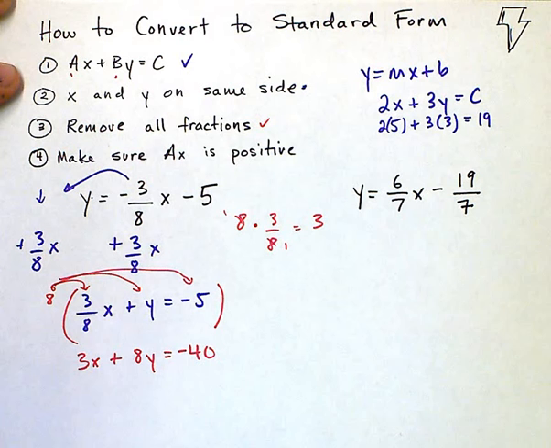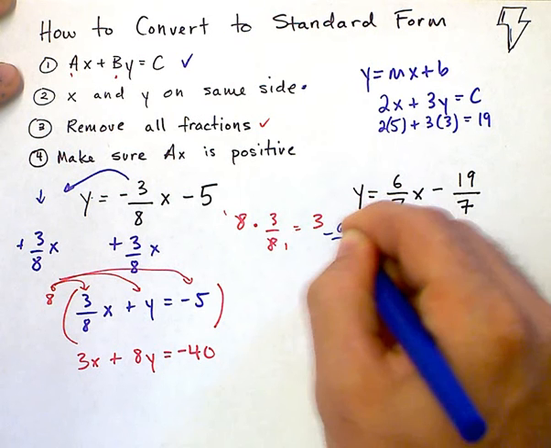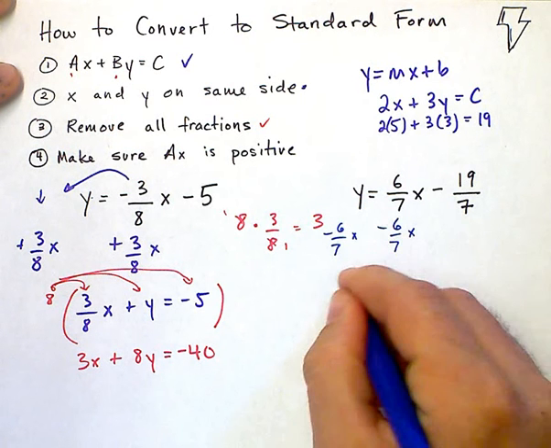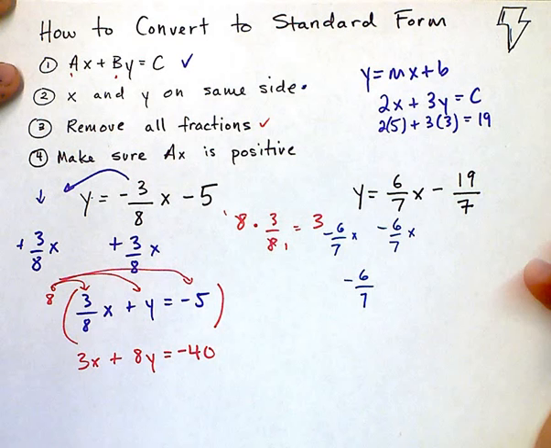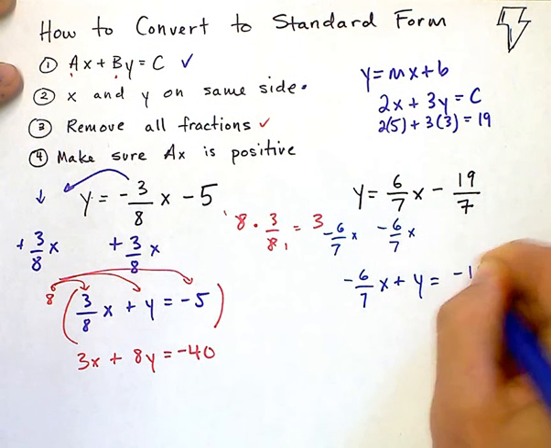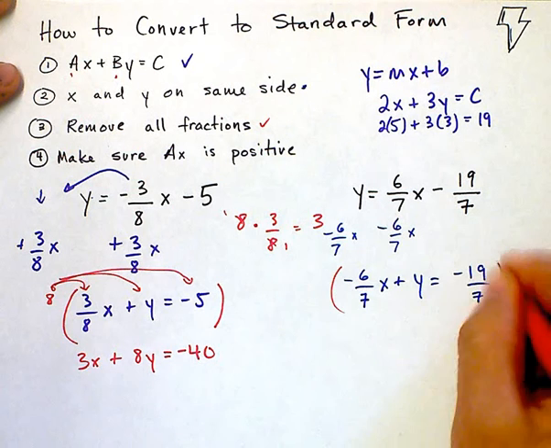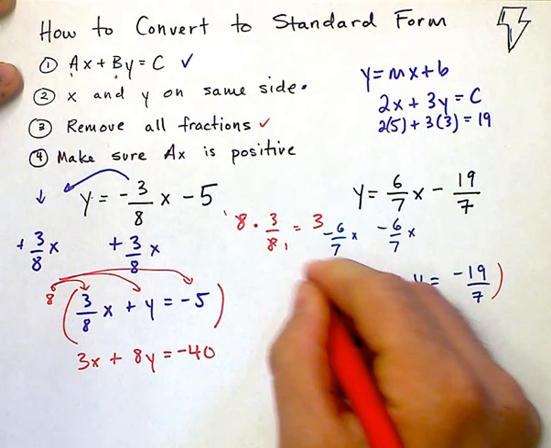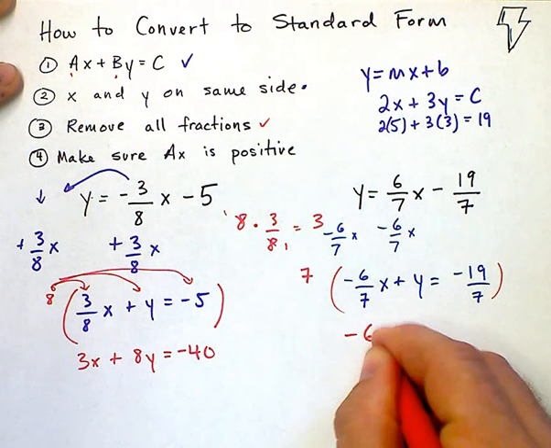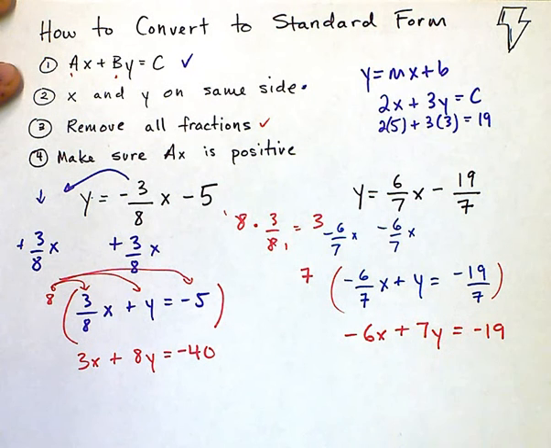Here you have a similar problem. Same thing, your inverse operation, you're moving the x to one side. Usually you're going to move the x to the side of the y. Same thing, you're looking at the denominator. What is that number? Here you have 7 and 7. I'll use 7 to get rid of that, and I end up with -6x plus 7y is equal to -19.